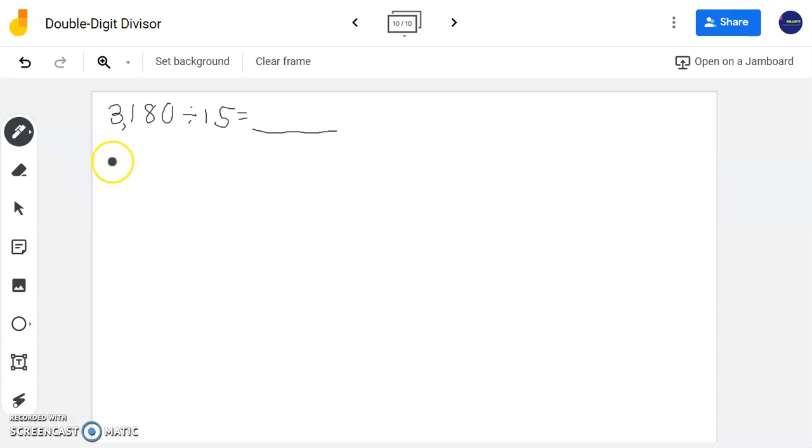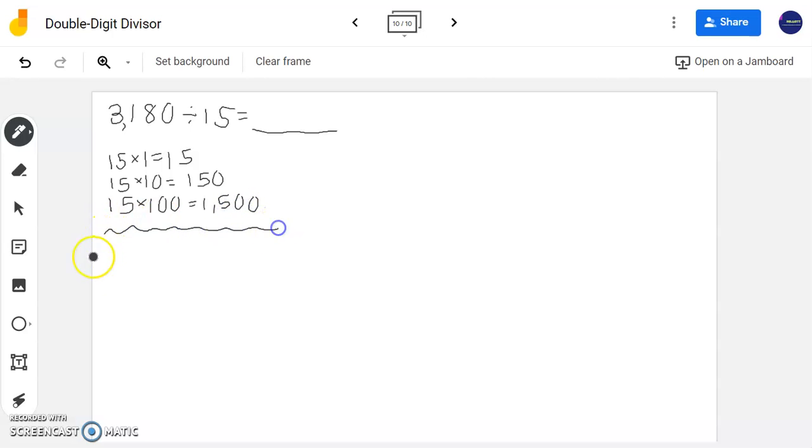What I mean by that is the first thing I'm going to do is 15 times 1 equals 15. Now I'm going to take 15 times 10 is 150, and 15 times 100 is 1,500. Now I'm going to take my divisor again of 15, and this time I'm going to multiply it by 2. 15 times 2 is 30, 15 times 20 is 300, and 15 times 200 is 3,000.